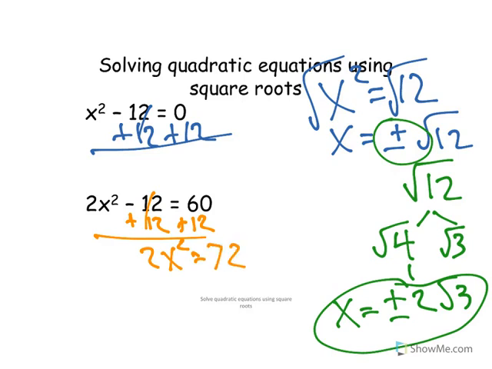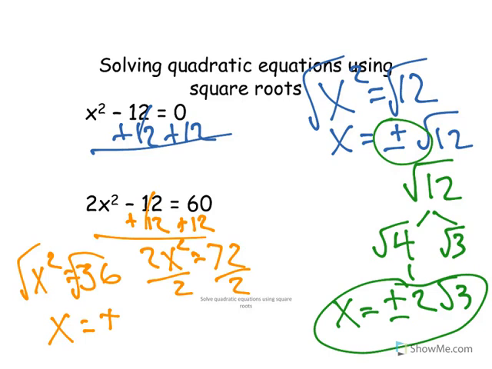So I add 12 on both sides. I get 2x squared equals 72. I divide by 2. I get x squared is equal to 36. All right, we take the square root of both sides, and nice and easy, we get x equals plus or minus 6. And if we want to go back and check it, if I substitute 6 for x, I get 6 squared is 36, times 2 is 72, minus 12 is equal to 60.